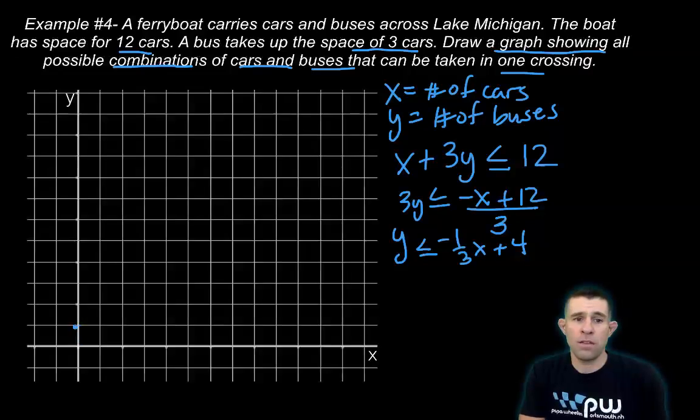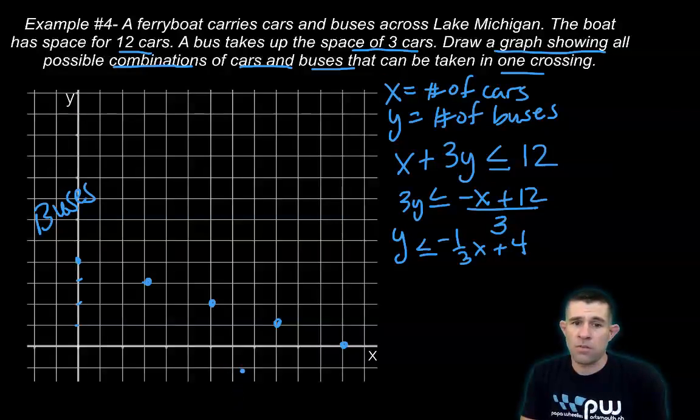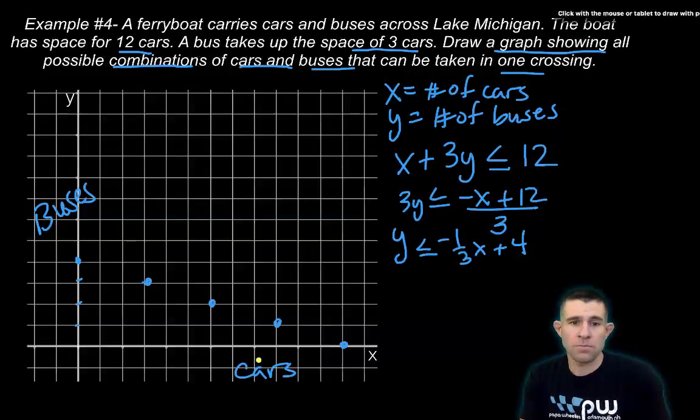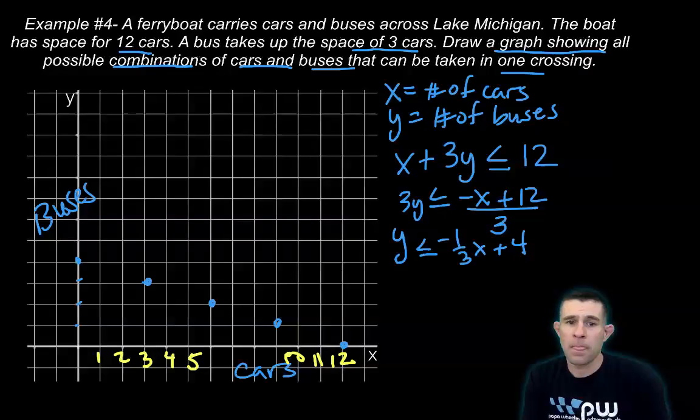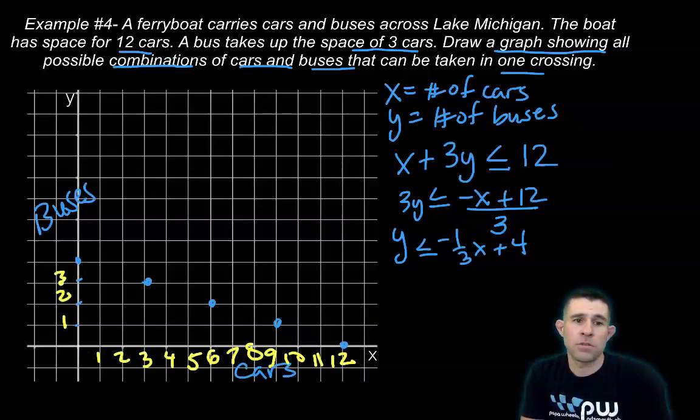So remember y is here. Our y-intercept will be 4. Our slope is negative 1 over 3. Come down 1 and run 3. And we'll keep repeating that, down 1 and run 3. Now also keep in mind your y's were your number of buses and your x were your number of cars. So we should go ahead and label, this is 1, 2, 3, 4, all the way out here to 12. And then we have number of buses, 1, 2, 3, 4.